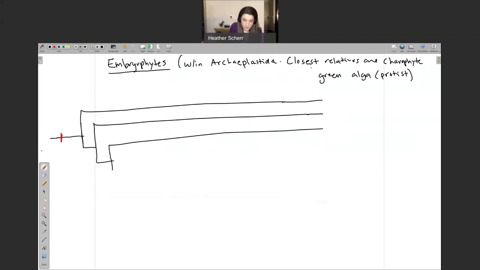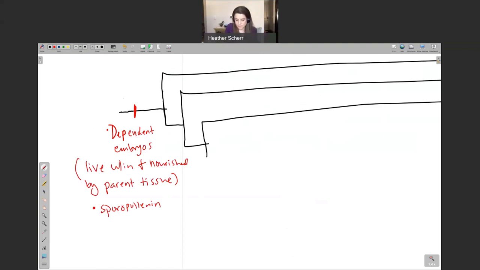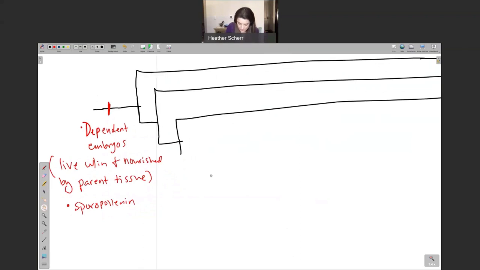All right, we said before, dependent embryos live within and are protected and nourished by parent tissue. And then the other one that's really important is the spore and pollen. These are both things that are land plant specific. So none of the green algae have these things. And that's about prevention of drying out. So all land plants have this.